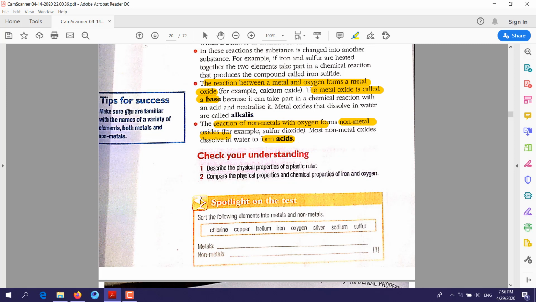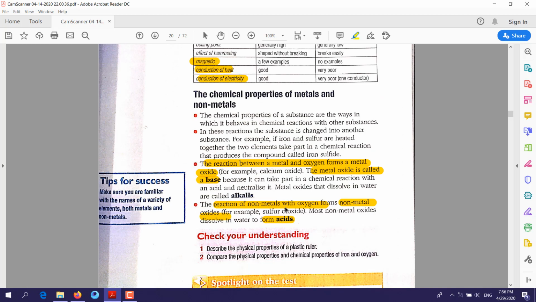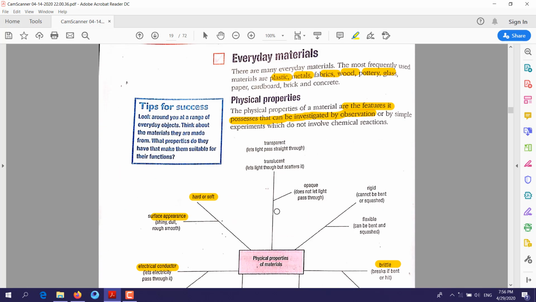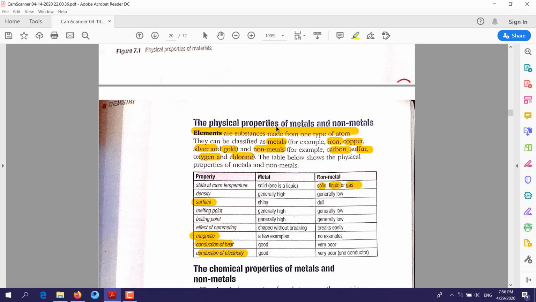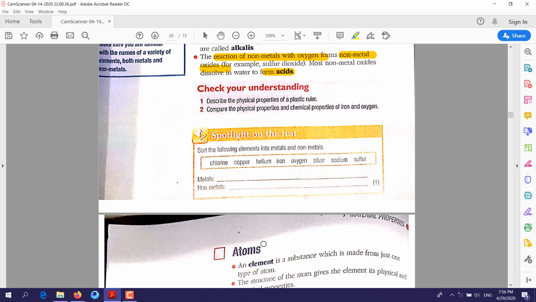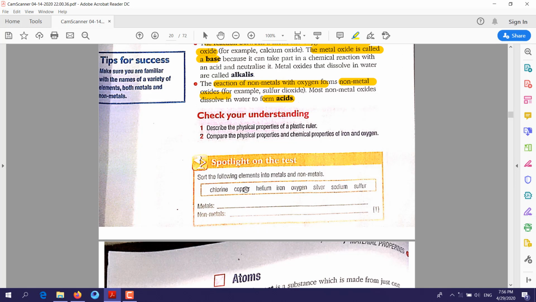Tips for success: make sure you are familiar with the names of a variety of elements, both metals and non-metals. As we mentioned here, for metals we said iron, copper, silver, gold. For non-metals, carbon, sulfur, oxygen, chlorine. You also need to know more examples of elements. Here we have chlorine, copper, helium, iron, oxygen, sulfur, sodium, and silver.